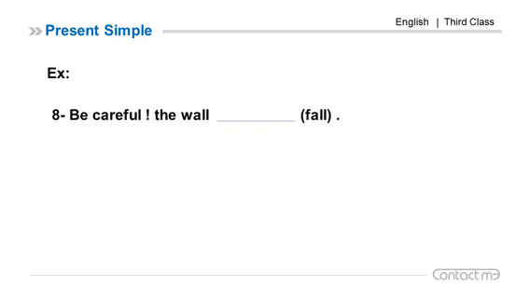Number 8. Be careful, the wall fall. Be careful is an indicator for present continuous. So the answer: am, is, are plus ing. The wall is falling. Present continuous because we have the indicator be careful.